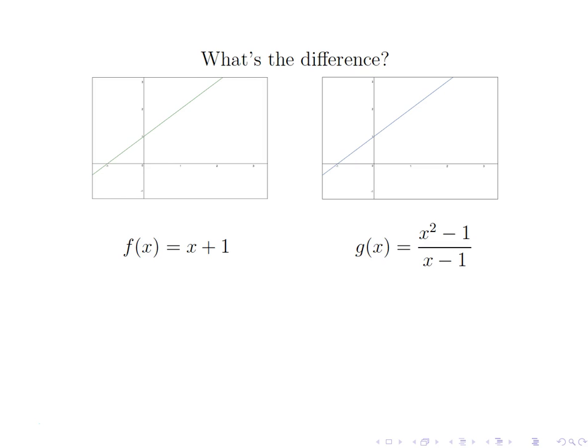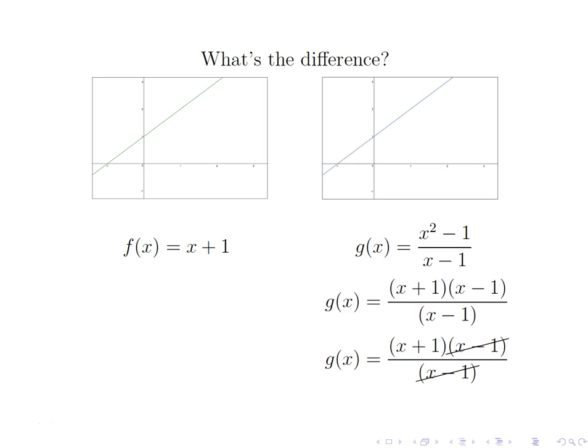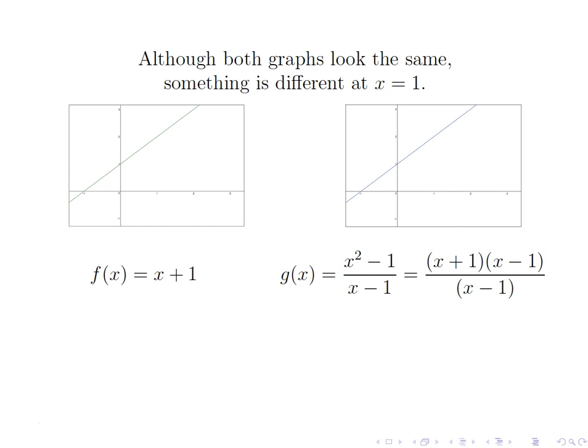Well, we can factor g of x into x plus 1 times x minus 1 over x minus 1. And then we can cancel out those x minus 1 terms on both top and bottom. And that leaves us with g of x equals x plus 1, which is the same as f of x. Although both these graphs look the same, there is something different at x equals 1.